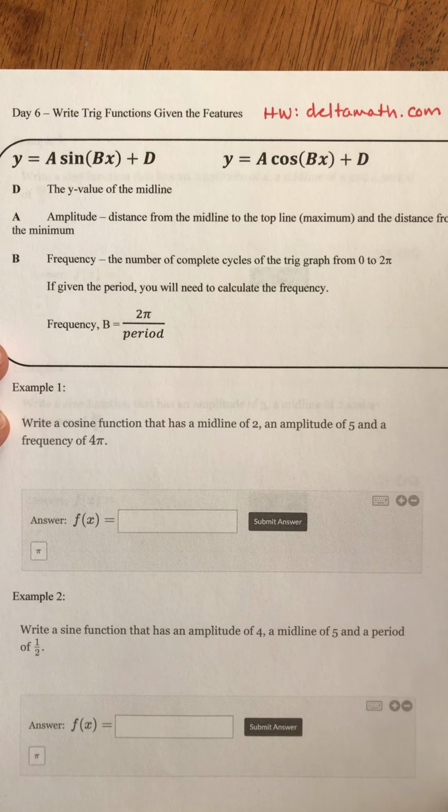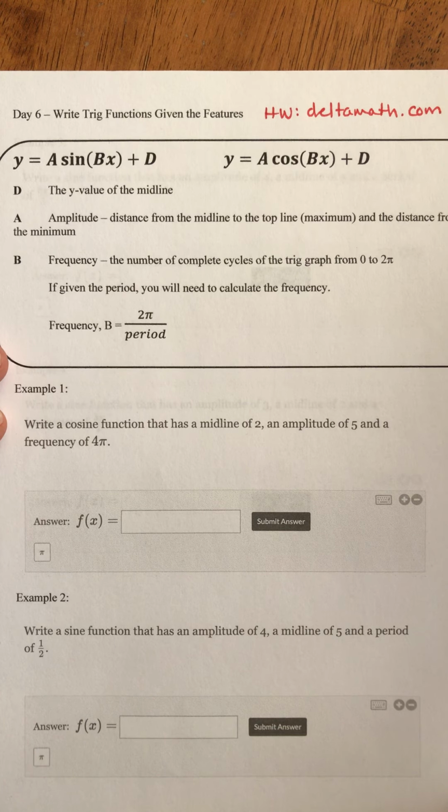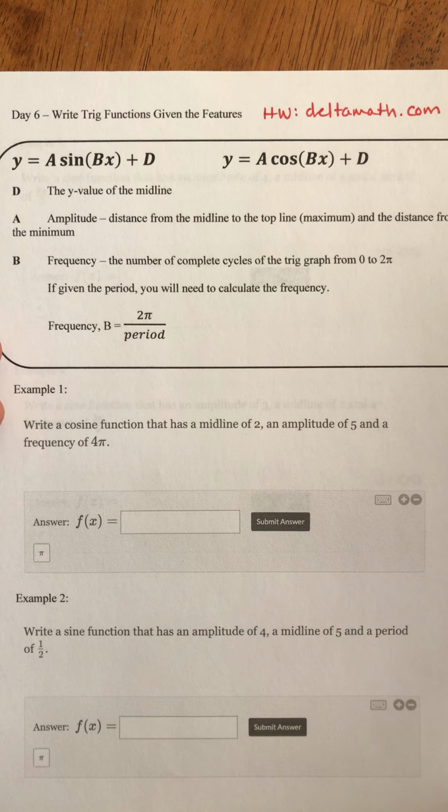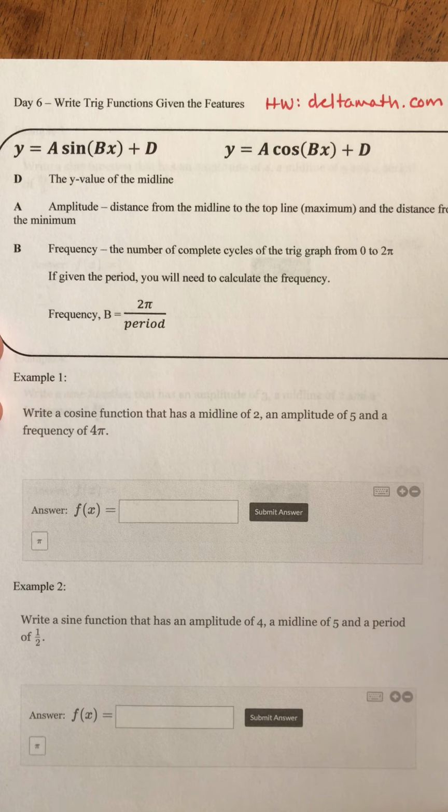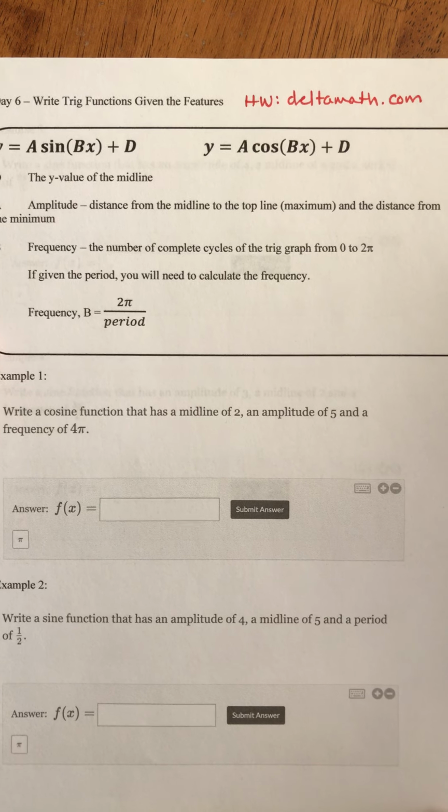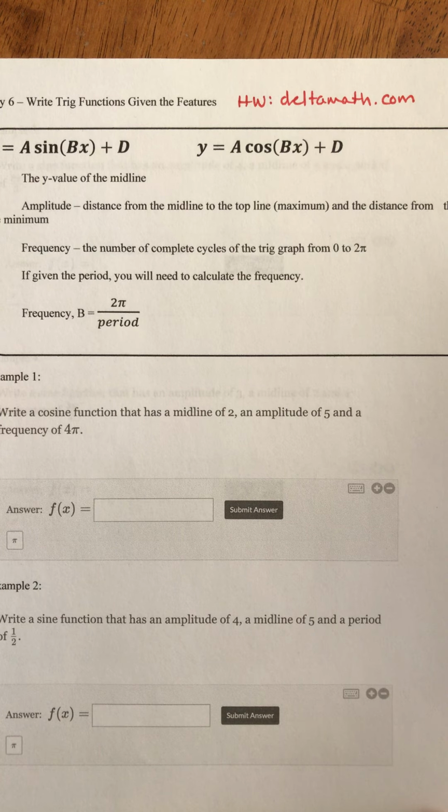Hey, we're going to start day 6, which is where we're going to write trig functions given the key features in text. So this is different. You won't have a graph to look at. They're going to give you the data in text form, and you're going to translate it to an equation. Your homework today will be on deltamath.com.